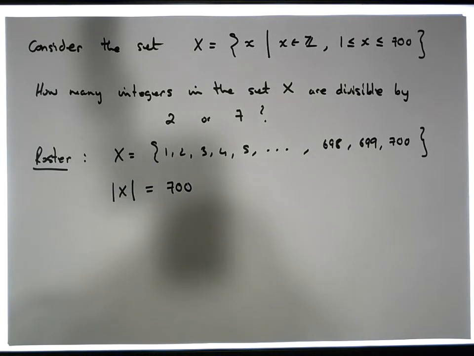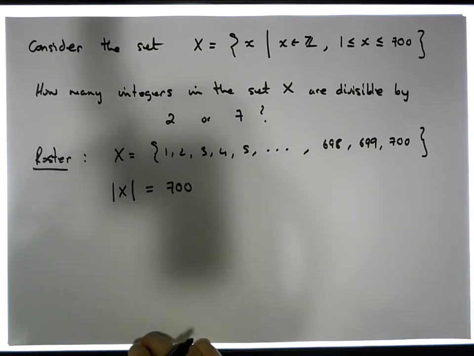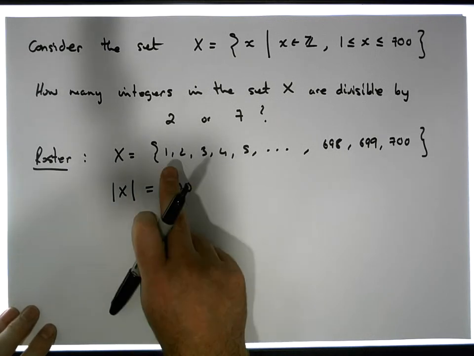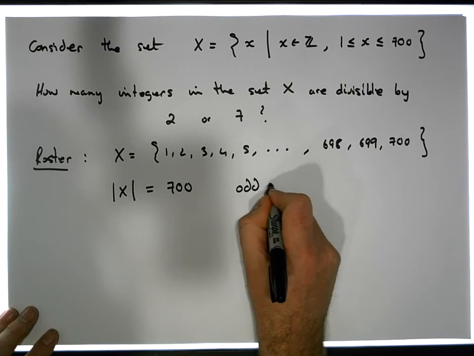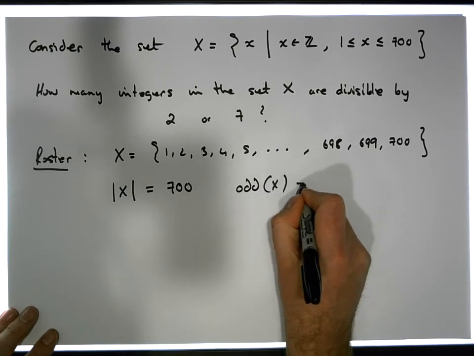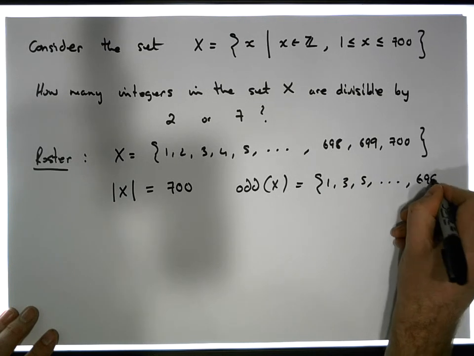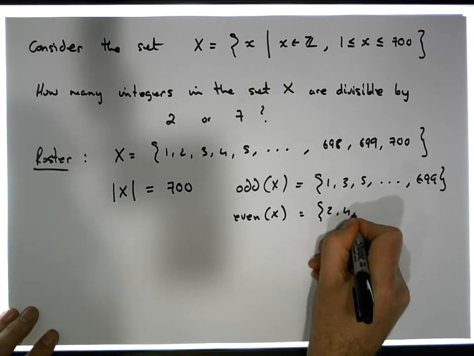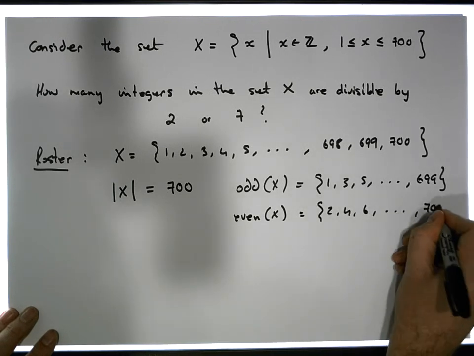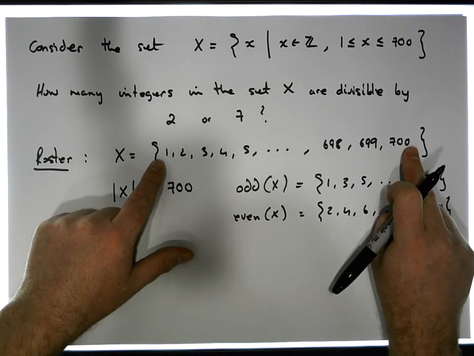So let's think about this for a moment. This set is made up of odd numbers and even numbers. So clearly half of them must be odd. Let's say odd of X is the values 1, 3, 5, and all the way through to 699. And even of X are the values 2, 4, 6, all the way through to 700. And actually, there should be the same amount in this case, from 1 to 700.